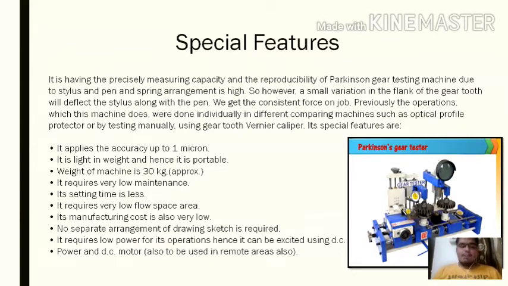It requires a very small floor space area. Its manufacturing cost is also very low. No separate arrangement of drawing sketch is required. It requires low power for its operations. Hence, it can be operated using DC power and DC motors, and many more.